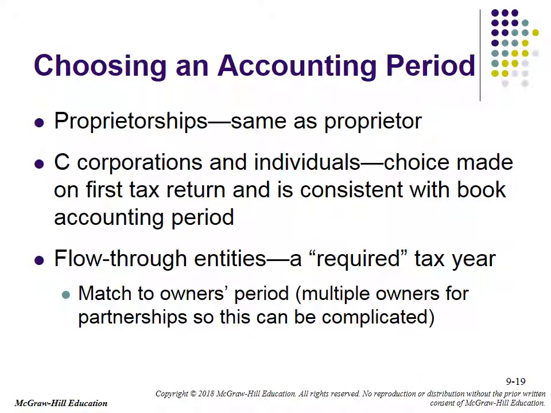Proprietorship is a proprietor. C corporations and individuals make a choice on their first tax return, and they stay consistent with how they will complete their accounting year. Okay. Flow-through entities have a required tax year. They have to match theirs. So partnerships and S corporations generally have to have the same tax year as their owners.